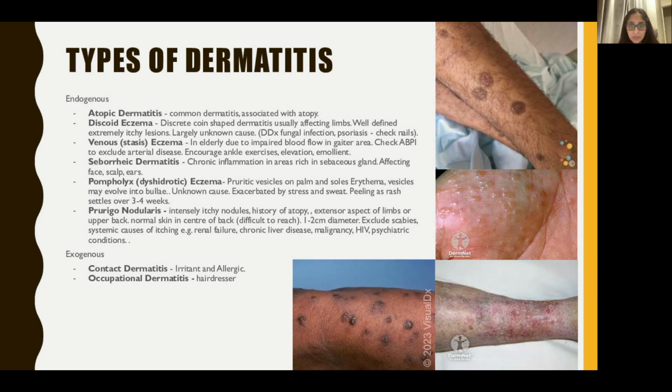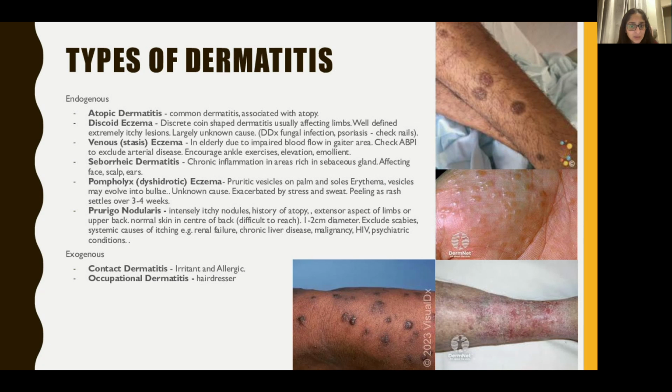This can be exacerbated by stress and sweat, and often this can peel as a rash, and it usually will settle in 3 to 4 weeks. And then we have prurigo nodularis, which is this image here, where there are intensely itchy nodules and there may also be a history of atopy, and it occurs on the extensor aspect of the limbs or the upper back and in difficult to reach areas such as the back.